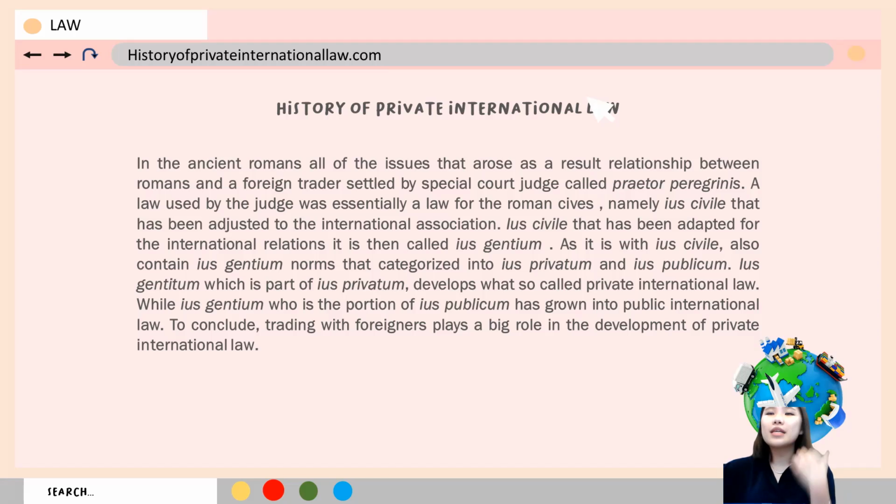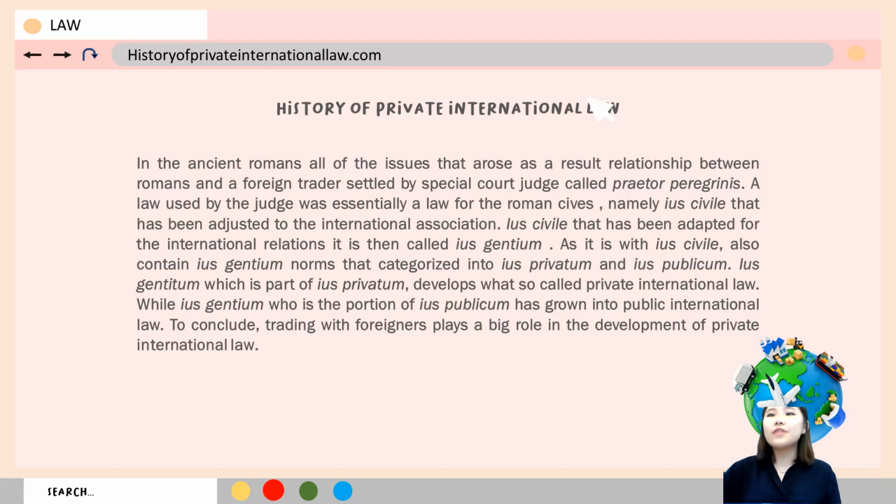As with ius civile, ius gentium also contains norms that are categorized into ius privatum and ius publicum. Ius gentium, which is part of ius privatum, developed into what is called private international law, while ius gentium, which is part of ius publicum, has grown into public international law. To conclude this history, trading with foreigners played a big role in the development of private international law. It was discovered from trading between countries, because people in the old days traded across borders without having a law for it. So they created it, and its development came from this trading.